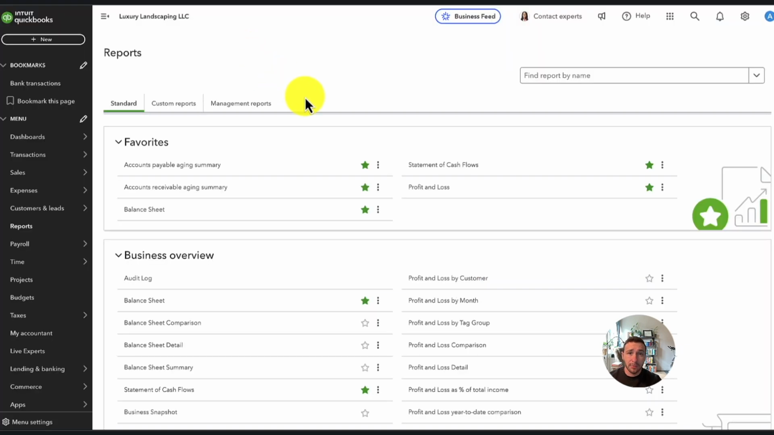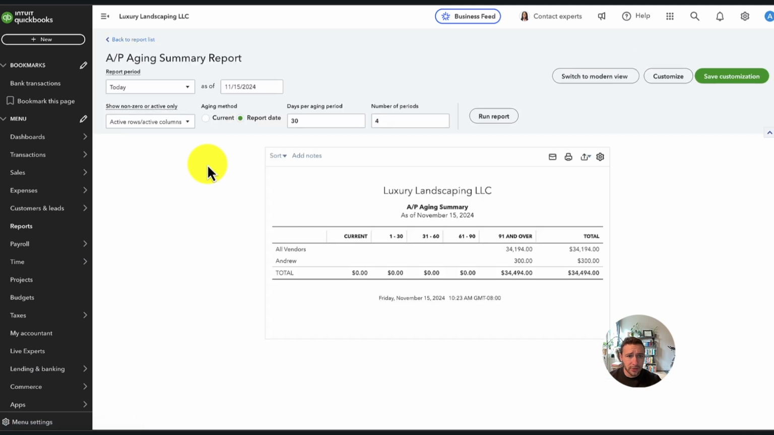The other report, your accounts payable aging, is similar. It's just the other direction. This is all the money that you as a business owe to your vendors. Again, you can look at a specific point in time. You'll see how much you're current, and how many of your bills are 1 to 30 days late or more. In this example, we have a bill that's over 3 months old.